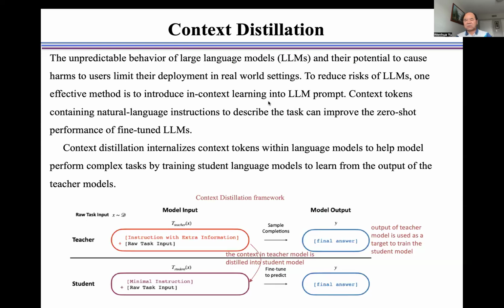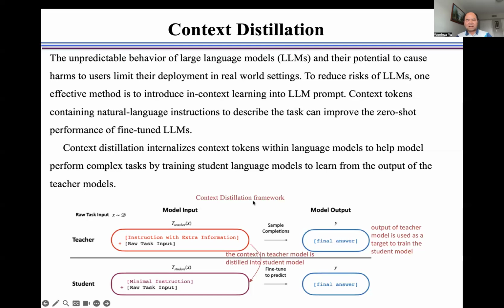To reduce the risk of large language models, one effective method is to introduce in-context learning into large language model prompts. Context tokens containing natural language instructions to describe the task can improve the zero-shot performance of fine-tuned large language models. Context distillation internalizes context tokens within language models to help models perform complex tasks by training student language models to learn from the output of the teacher models.